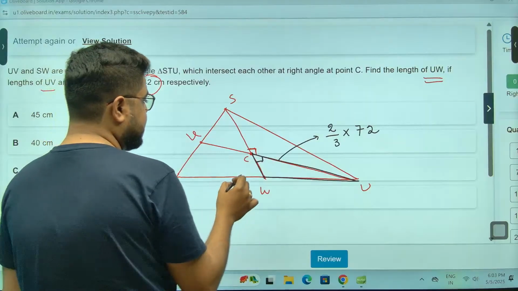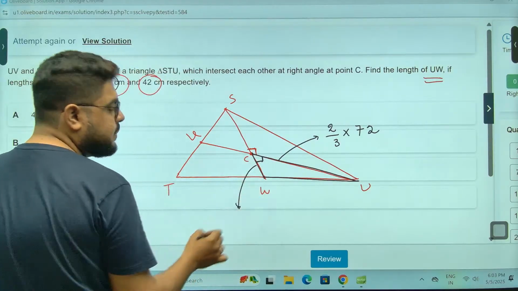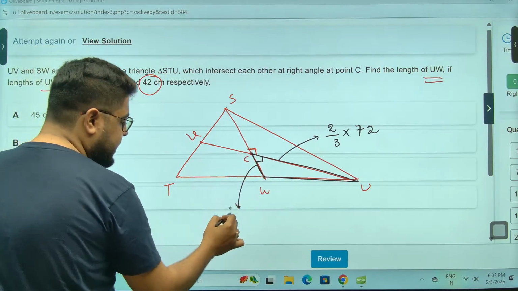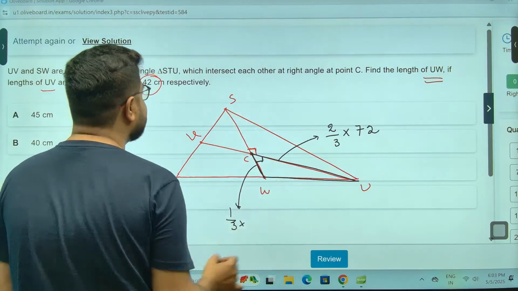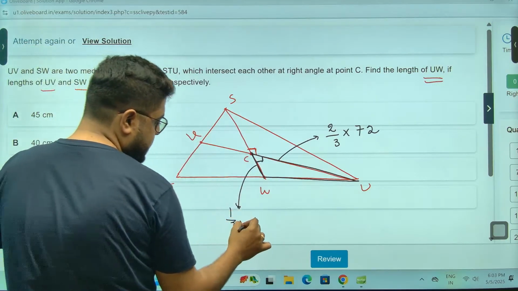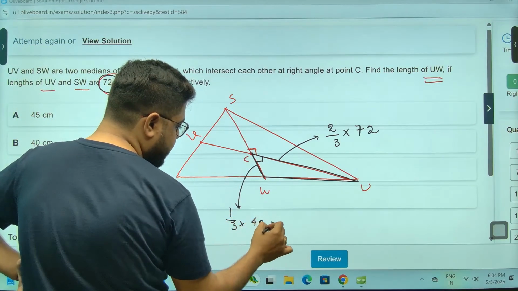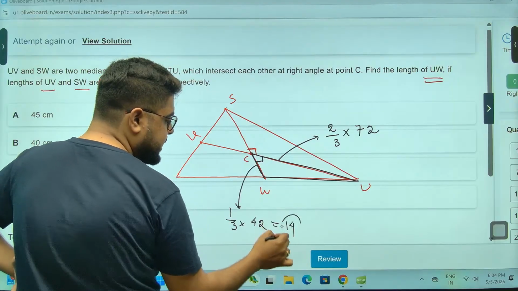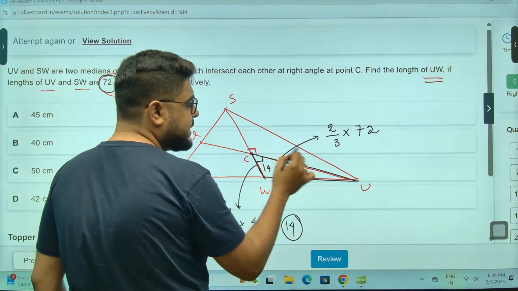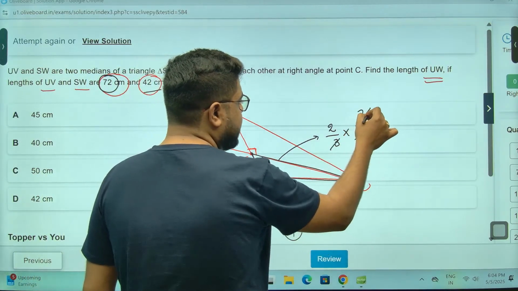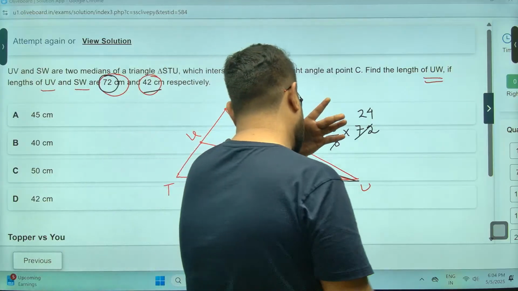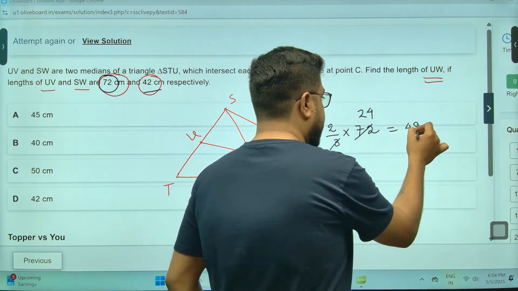Now CW. It will be what, sir? 1/3 of the total length SW. SW is 42, so this is 14. This is 14, sir. And UC is 2/3 of 72, which is 48. So this is 48, sir.